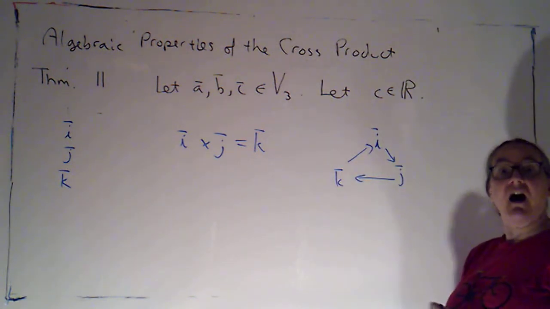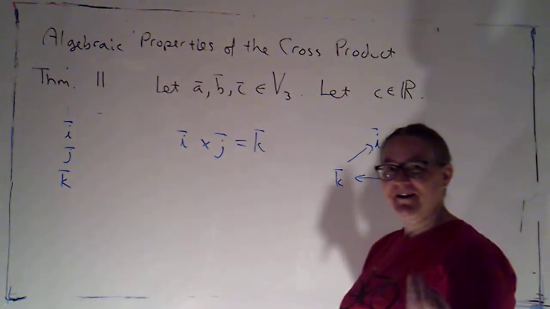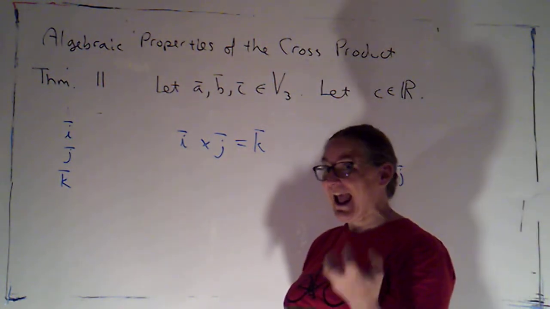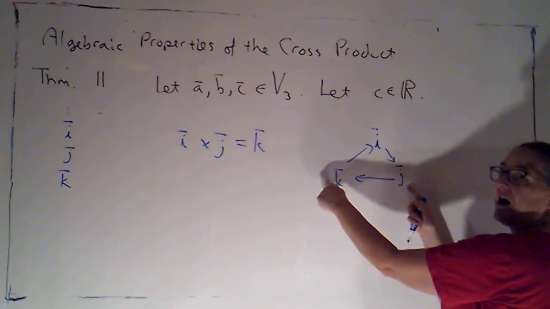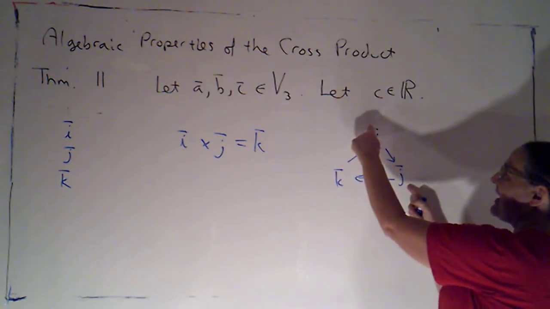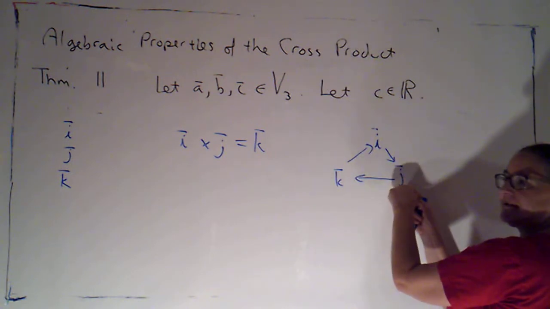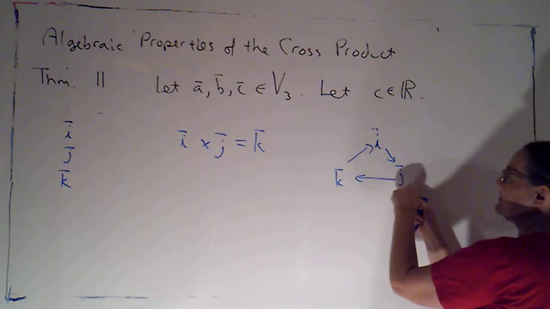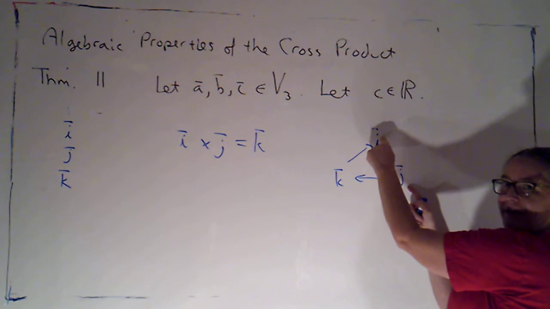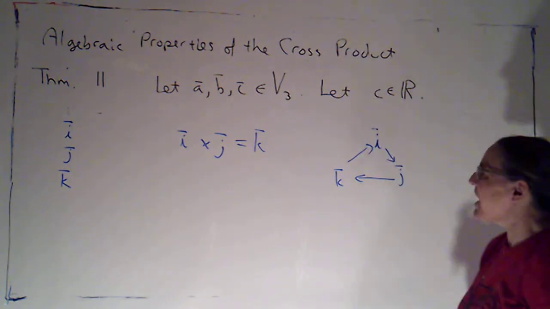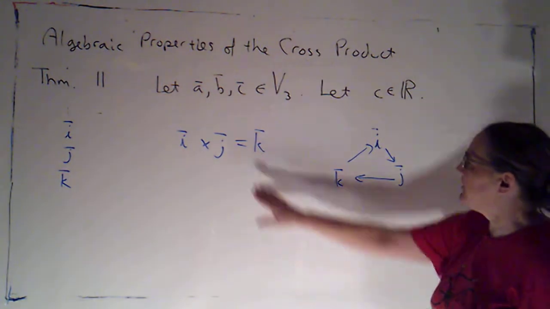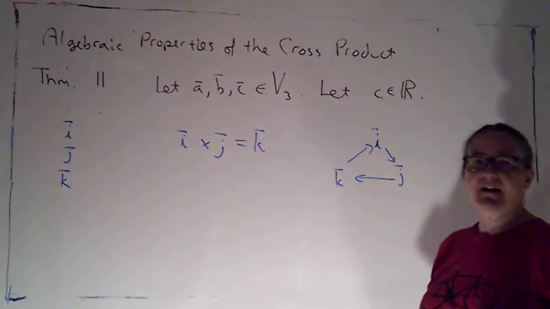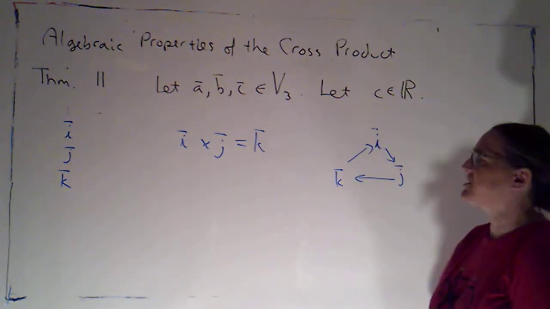If I go in the opposite direction, I want to remember that the cross product is anti-commutative, so j crossed with i is the opposite of k. i crossed with k is the opposite of j. k crossed with j is the opposite of i. Okay, that's just a neat way of remembering that, and that's kind of useful because we may be crossing these vectors fairly often, and it's nice to know that.